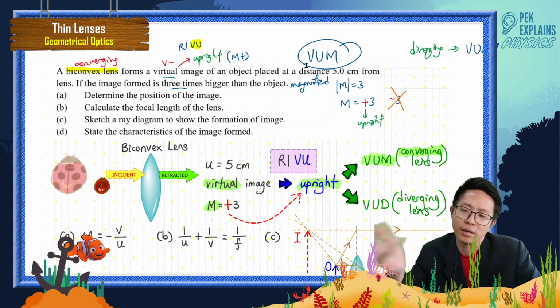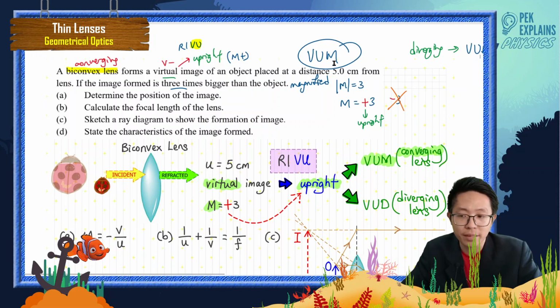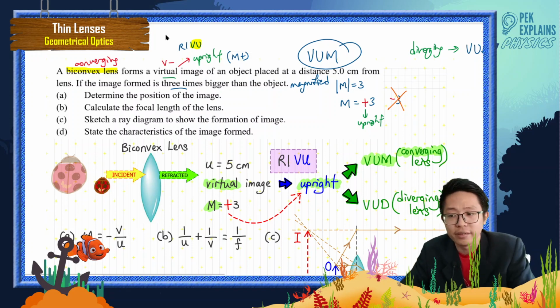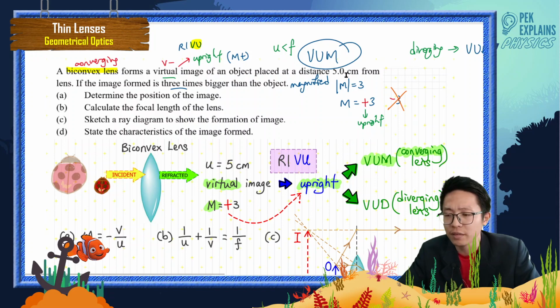And what is the object distance then? This object distance is 5 cm. How do we find a virtual upright magnified image for this converging lens? The object distance must be very, very near. To form a virtual image for a converging lens, the object must be very near to the lens. That means the object distance u must be less than f. That means the focal length of this biconvex lens must be bigger than the object distance given.